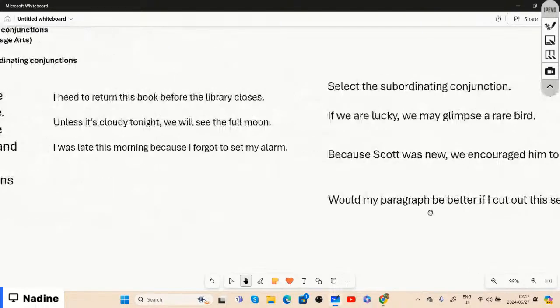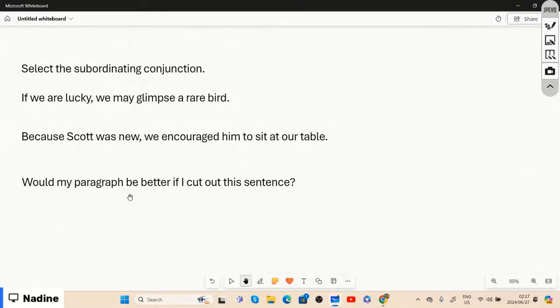All right, so now we're going to select the subordinating conjunction within these three sentences. The first one says, if we are lucky, we may glimpse a rare bird. We need to identify the subordinating conjunction within that sentence.